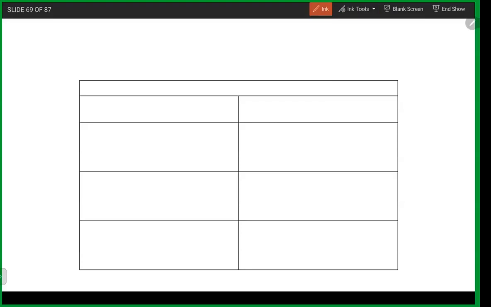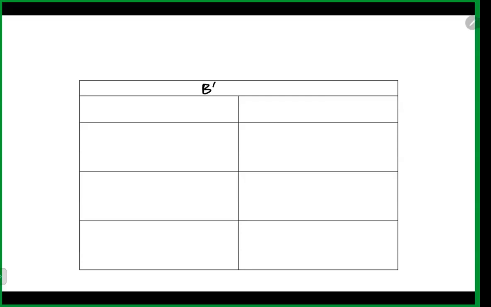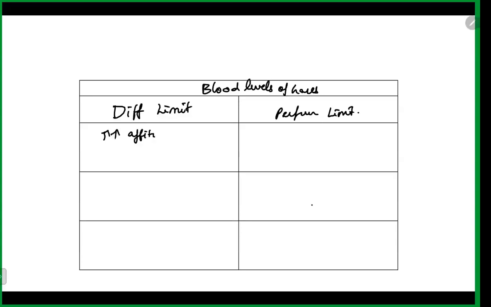Okay, so now what we are going to see is the blood levels of gases when there is going to be a diffusion limitation and when there is going to be a perfusion limitation. So we are seeing what happens in diffusion limitation and perfusion limitation. If it is diffusion limited, there will be more affinity for the hemoglobin, but if there is perfusion limitation, there will be a decreased affinity for hemoglobin. And remember, more gas can be given in diffusion limitation.